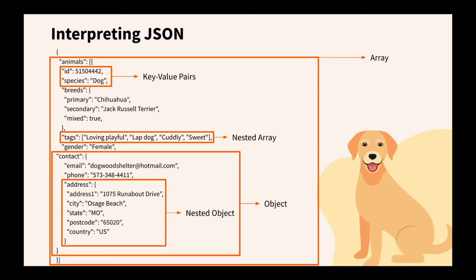So before we dive into a quick demo, let's take a look at the different components of a JSON string. First, what we know as an attribute name and value in FME is known as a key value pair. So for example, for our first pet, the species is a dog.